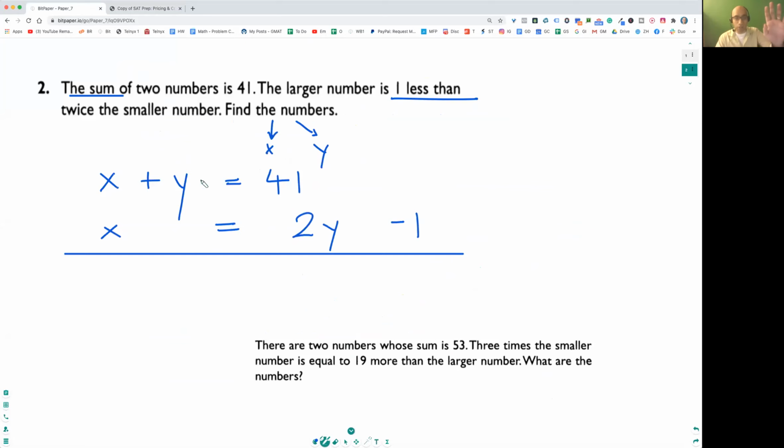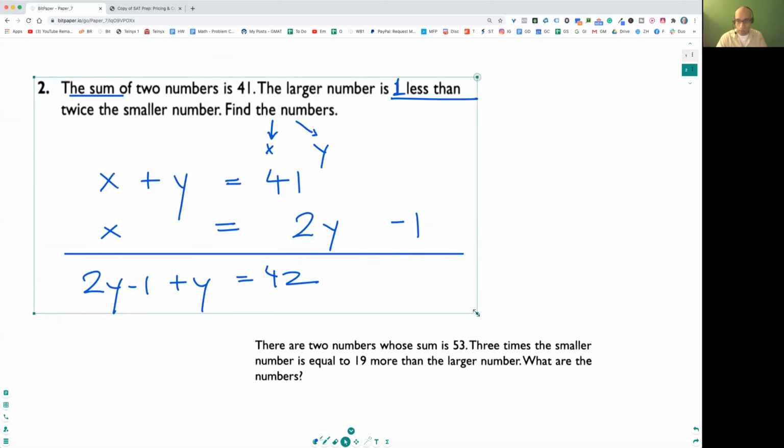I know it's a bit confusing, so be careful. The larger number is 1 less than twice the smaller number. So x is equal to 1 less than twice the smaller number, right? And now you can solve it, just substitute it inside here. You substitute this value in right over here. So now what do you get? You substitute it, you get 2y minus 1 in place of the x, plus y is equal to 42, right?